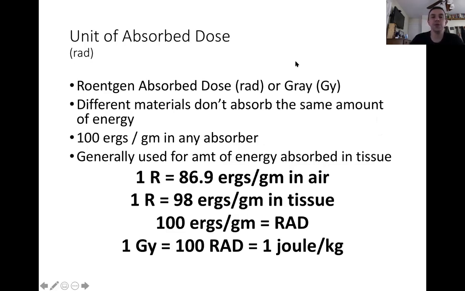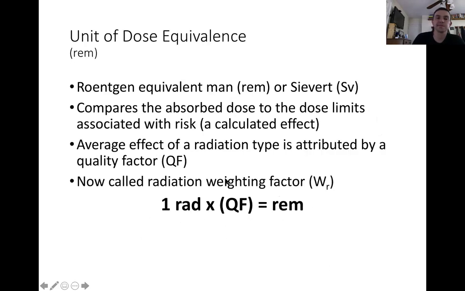Absorbed dose being energy absorbed per unit mass. And so for humans, it's 98 ergs per gram in tissue. So that's pretty close to that 100. It's a pretty close conversion factor. But when you're converting from air to tissue, you need to take into account this discrepancy between the two numbers.